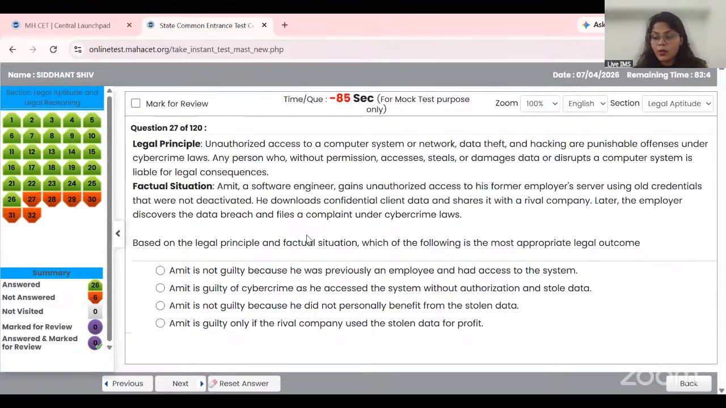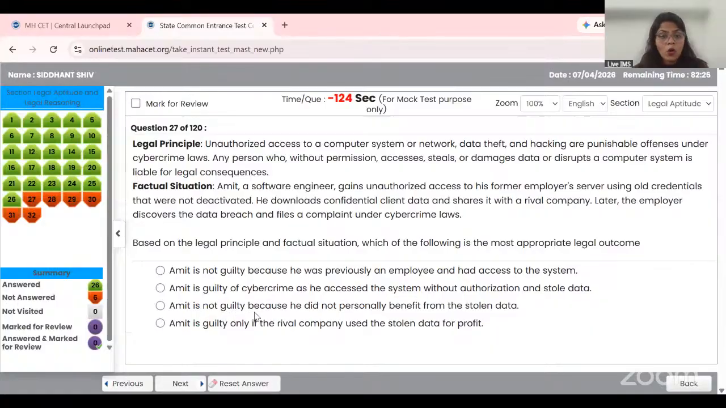Okay. So here, based on the legal principle and factual situation, which of the following is the most appropriate legal outcome in this case? Let's look at the options. Amit is not guilty because he was previously an employee and had access. That will not give you an authorization to download and share it with the rival company. Next is, he is guilty of cybercrime as he accessed the system without authorization and stole the data. Okay, this looks like an answer.